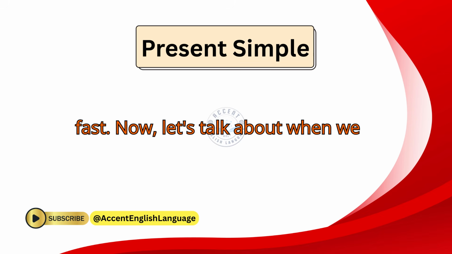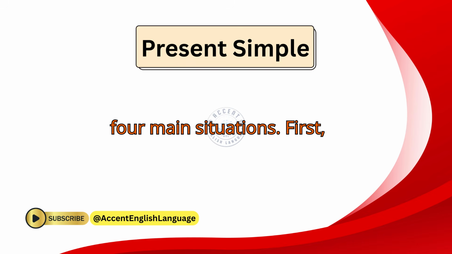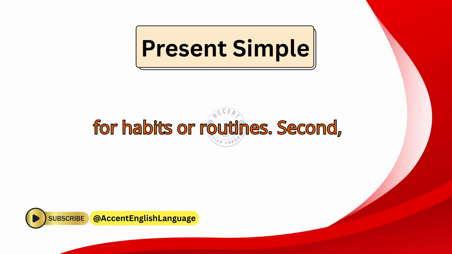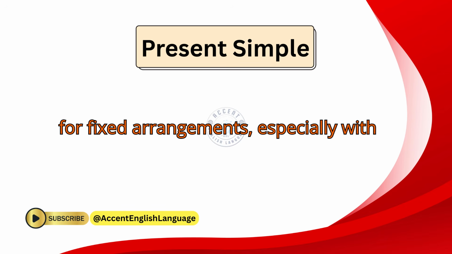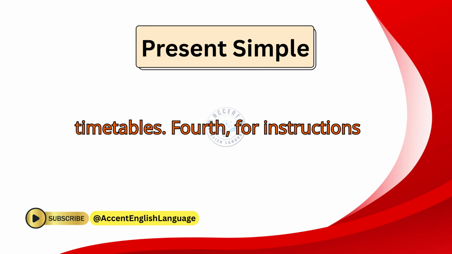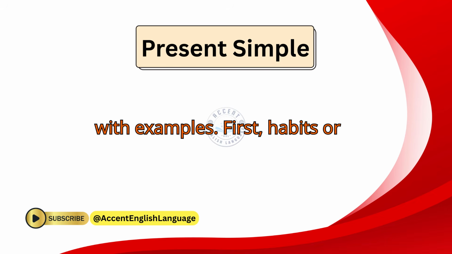Now, let's talk about when we use the present simple tense. There are 4 main situations. First, for habits or routines. Second, for facts or general truths. Third, for fixed arrangements, especially with timetables. Fourth, for instructions or directions. Let's go through each one with examples.